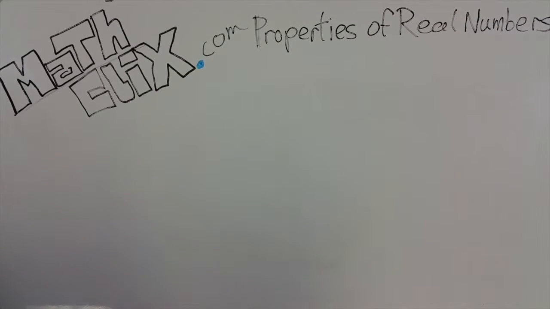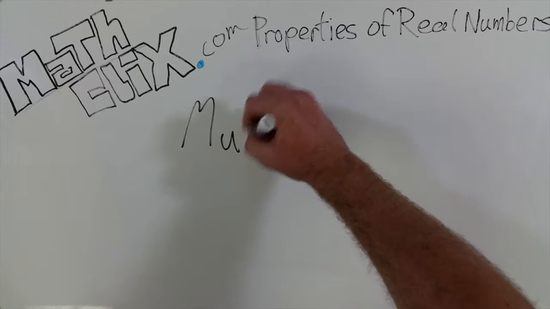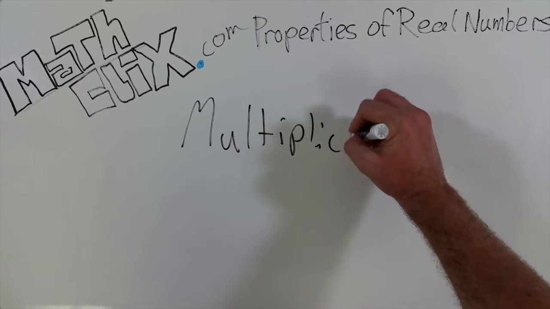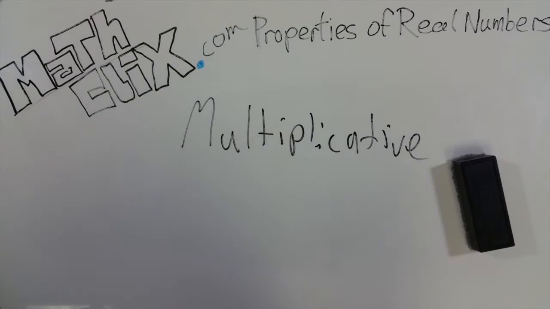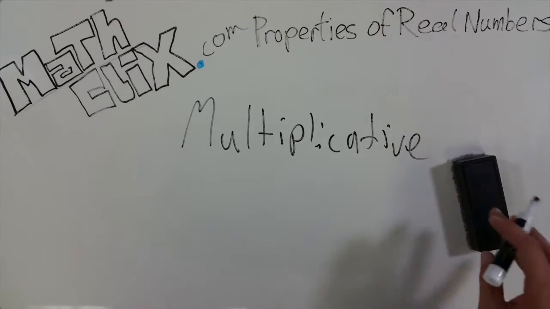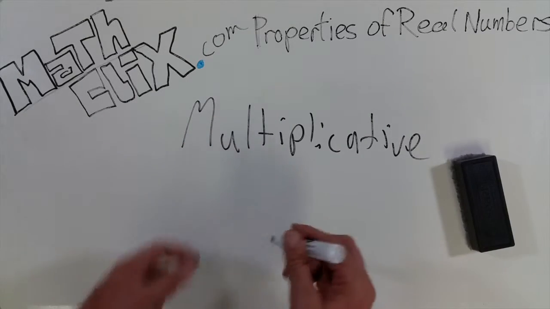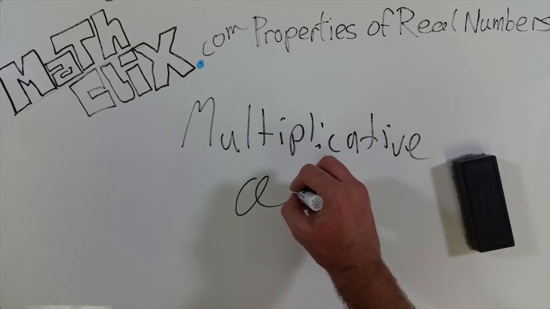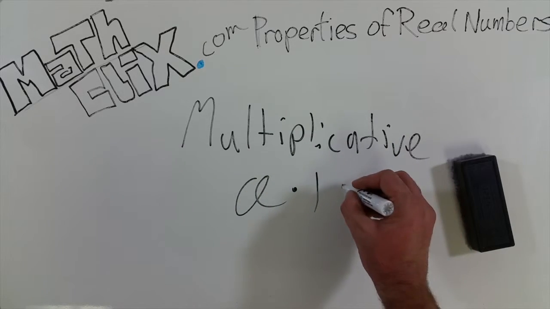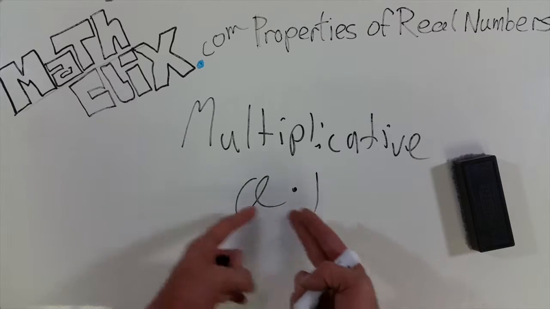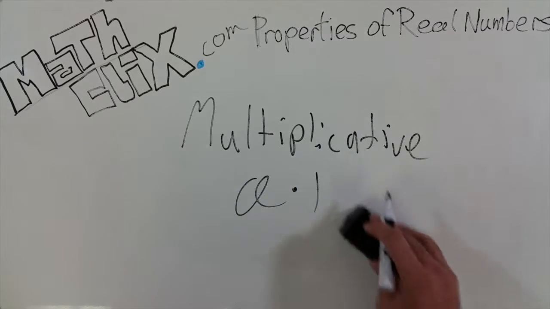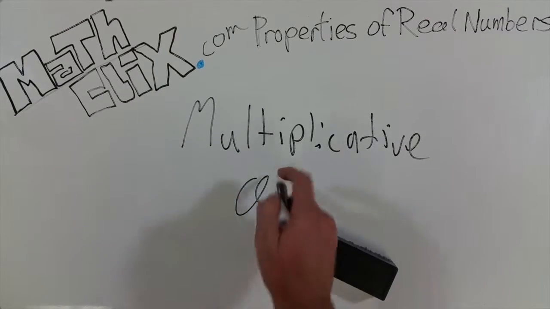The next property is the multiplicative, that's another big word. An ugly word too. Multiplicative identity property. That's pretty much the same thing. A times 1. I did nothing. So it's still itself. Equals A.